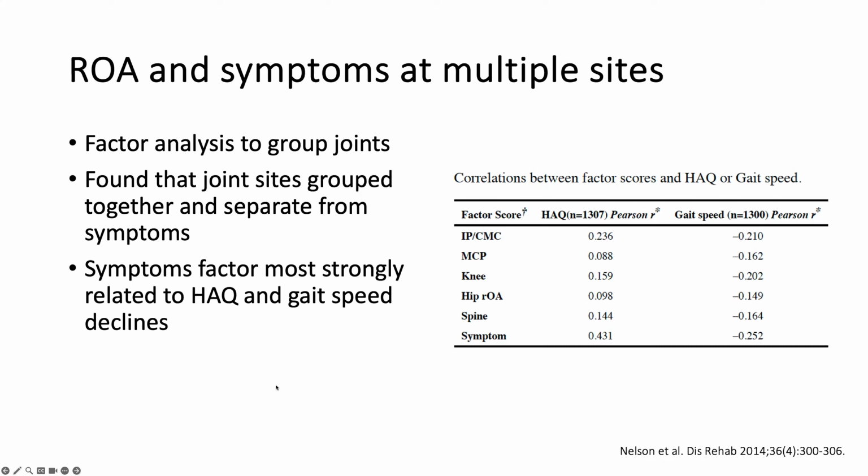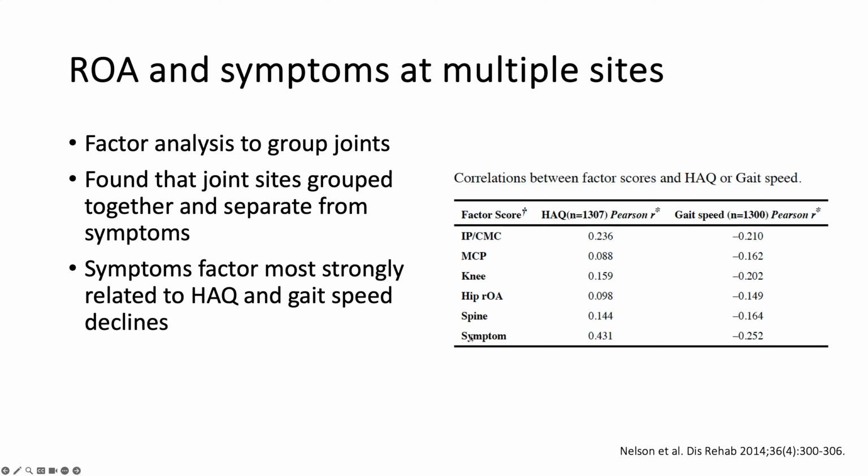The metacarpal phalangeal joint, which is the larger knuckle in the hand that's more often involved in rheumatoid arthritis than in osteoarthritis, had a much lower correlation there, but it's still grouped together and separately from the other hand joints. Knee is next, hip, you kind of see this pattern here, and spine.